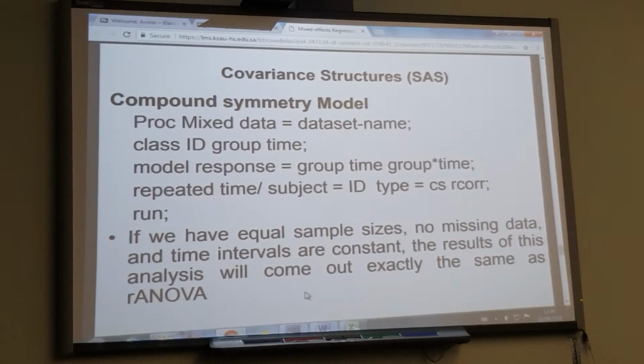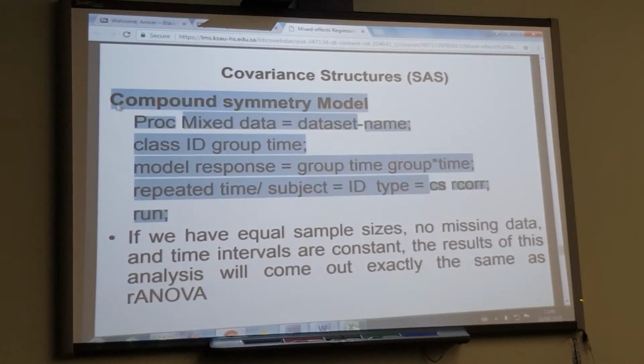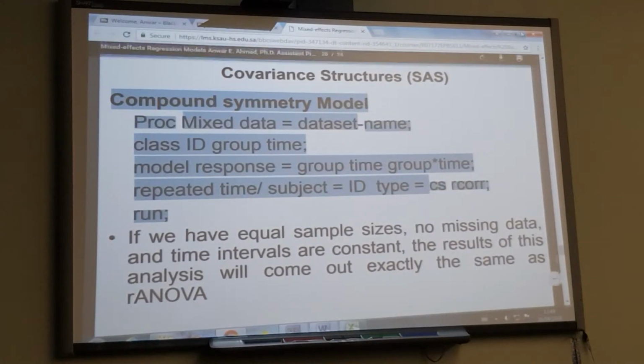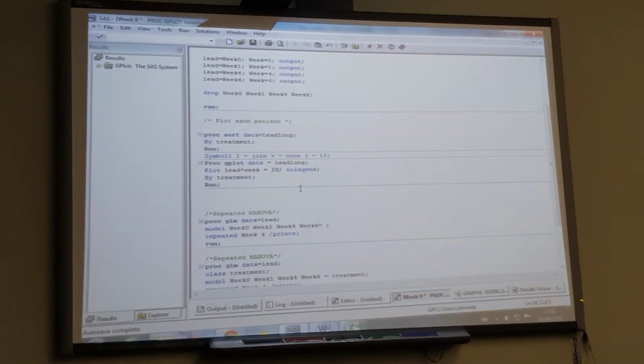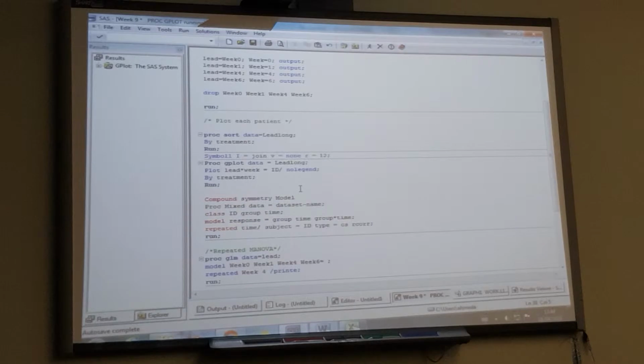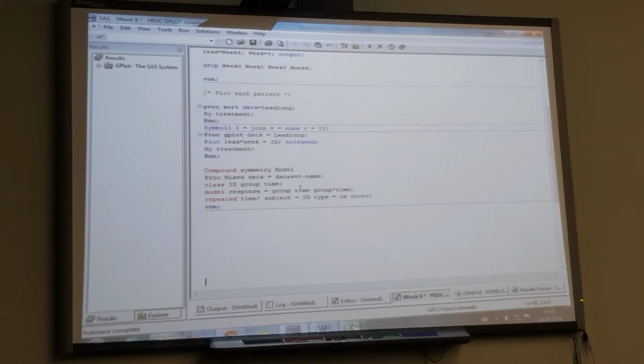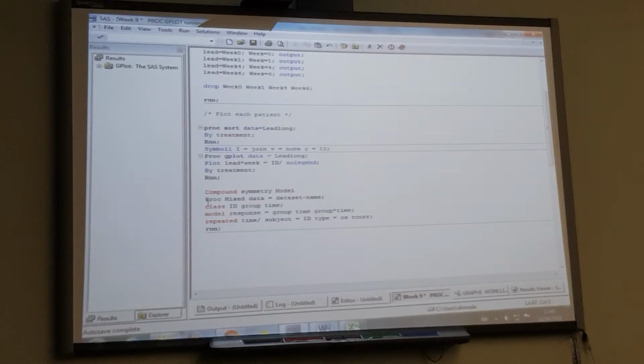So now this is what we are saying here. We want to produce this compound symmetry. I'm going to copy this. So this is the first model I'm going to produce. So I have to use the same data name, which is long.